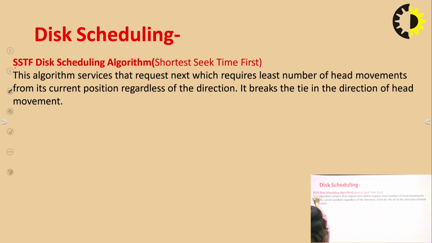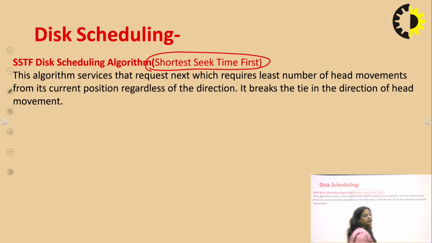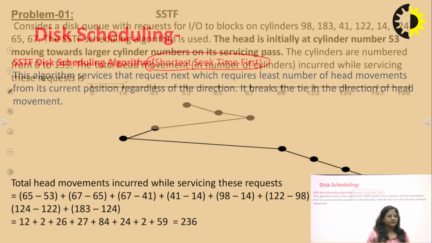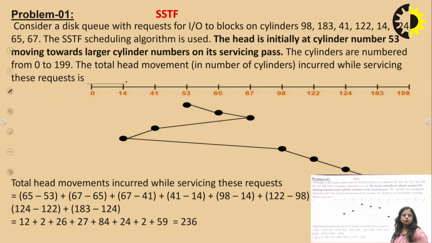Now we come to the second scheduling algorithm, SSTF, which means shortest seek time first. This algorithm services the request next which requires the least number of head movements from the current position, regardless of direction. It breaks ties in the direction of head movement. So now we come to the second problem using the second algorithm, SSTF, shortest seek time first.